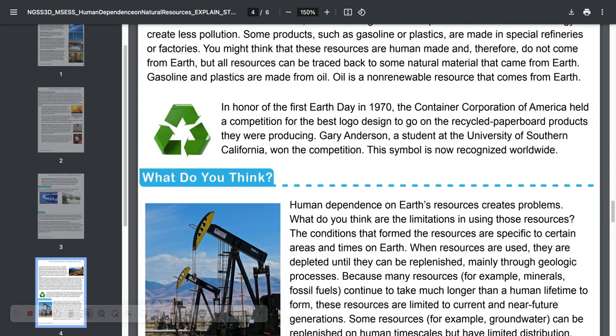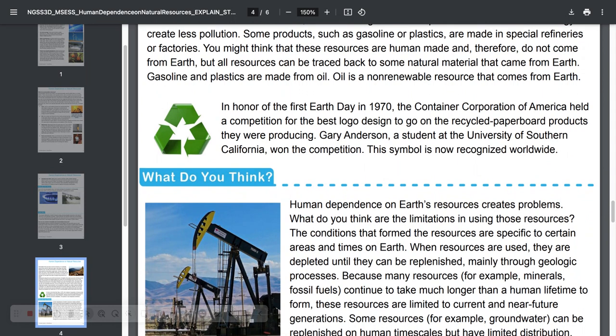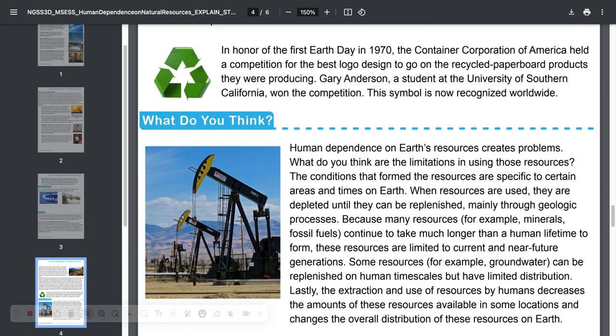Some products, such as gasoline or plastics, are made in special refineries or factories. You might think that these resources are human-made, and therefore do not come from Earth. But all resources can be traced back to some natural material that came from Earth. Gasoline and plastics are made from oil. Oil is a non-renewable resource that comes from Earth.